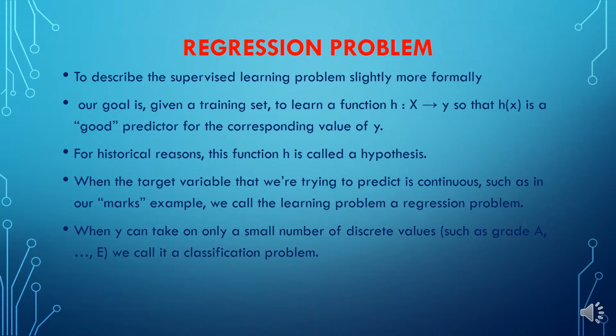So x drives y. h of x is nothing but y. It's a good predictor for the corresponding value of x. For historical reasons, the function h is called hypothesis. If h of x or y is a real number, then it is a regression problem. And if it is a discrete value, then it is called a classification problem.